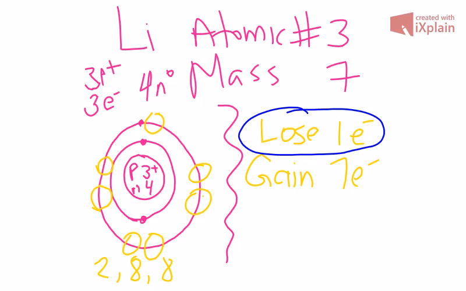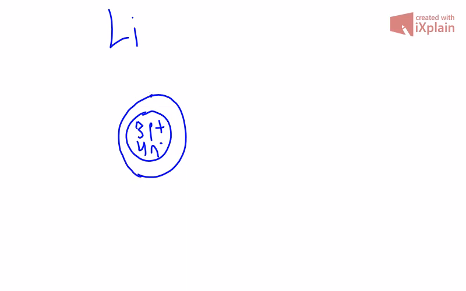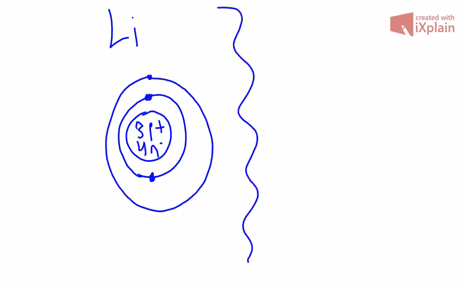So what would it look like if lithium actually lost that 1 electron? So let me show you that. So the first thing I'm going to do is I'm going to draw back my regular Bohr-Rutherford diagram for lithium, okay? So inside you have 3 protons, you have 4 neutrons, then you have 1, 2. I'll make these bigger. Okay, that's the regular lithium Bohr-Rutherford diagram.